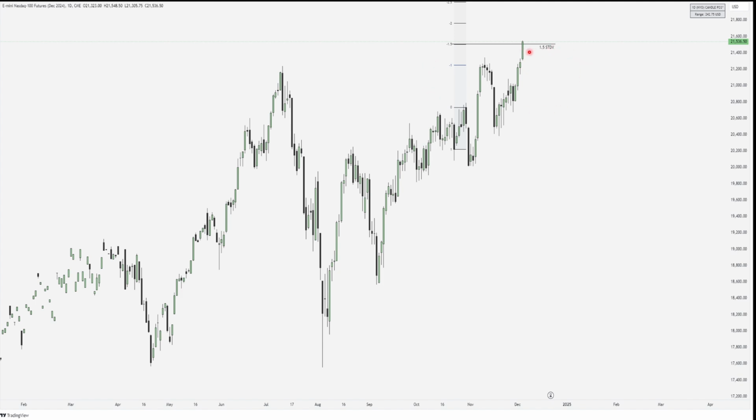1.5 standard deviation, not this one because it's below the all-time high. So I look for the very next one, which was this one, 1.5 standard deviation, and I look to target that level as a draw on liquidity in this extremely bullish order flow on the daily chart, and weekly and monthly, of course.